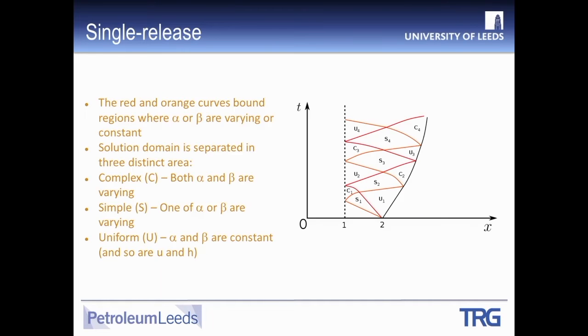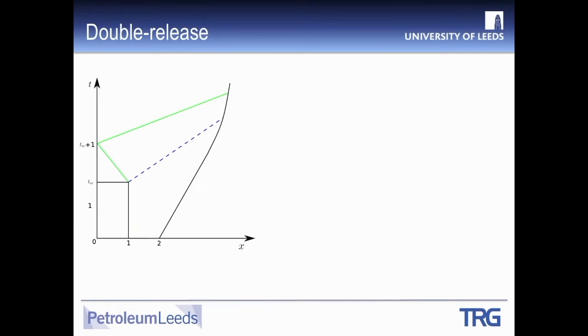So really, these two lines split the domain into three distinct regions. We have complex regions where both alpha and beta are varying, simple regions where one of alpha and beta is varying, and uniform regions where they're both constant. And where they're both constant, we have both the depth and the velocity constant as well. So the question is how does it extend to the double release case?